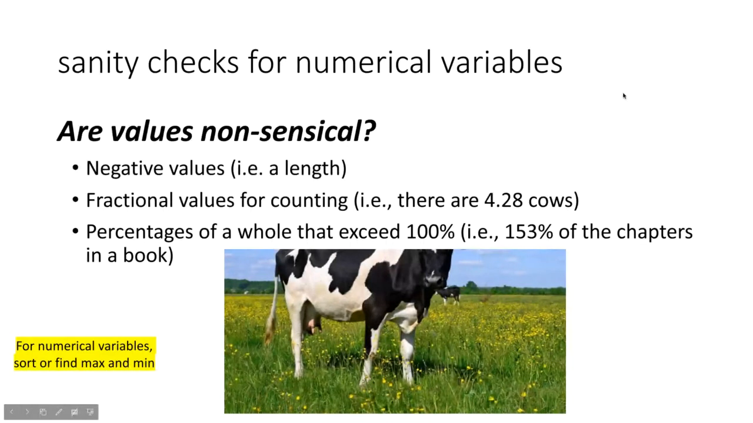Okay, so again, sometimes percentages that exceed 100% make sense, and other times they don't. Again, back to the animal rights activist people, 4.2 cows sometimes makes sense, usually doesn't. You should think about these things.